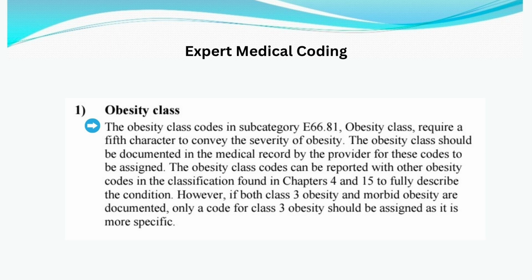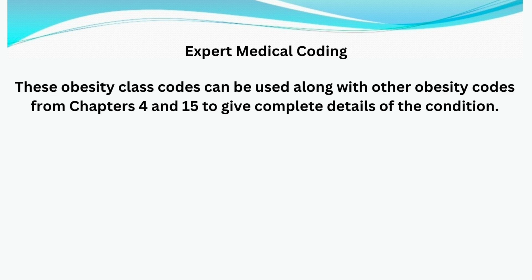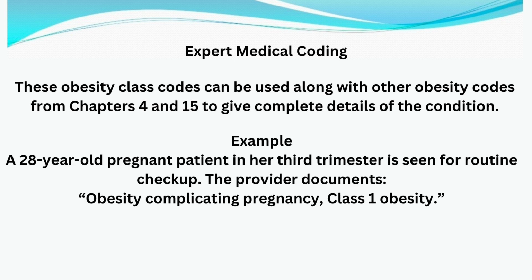Let's understand this in more detail. Codes under E66.81 are used to show the class of obesity. As you can see here, E66.811 is for obesity class 1, E66.812 for obesity class 2, and E66.813 for obesity class 3. The provider must clearly write the class in the documentation. These obesity class codes can be used along with other obesity codes from Chapter 4 and 15 to give complete details of the condition. For example, a 28-year-old pregnant patient in her third trimester is seen for routine checkup.